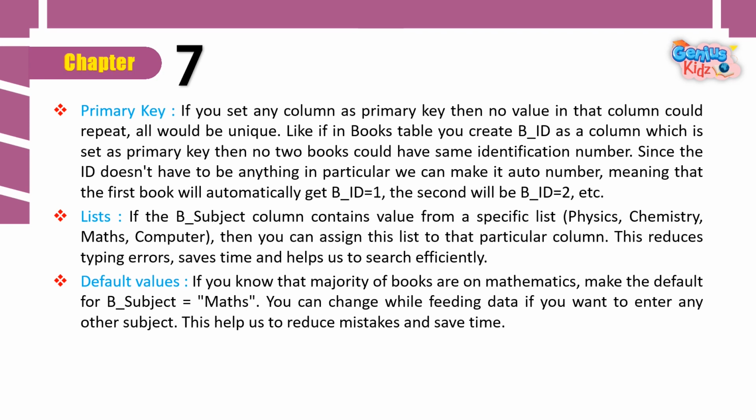Lists. If the BSubject column contains values from a specific list: physics, chemistry, maths, computer, then you can assign this list to that particular column. This reduces typing errors, saves time and helps us to search efficiently. Default values. If you know that the majority of books are on mathematics, make the default for BSubject equal to maths. You can change it while feeding data if you want to enter any other subject. This helps us to reduce mistakes and save time.